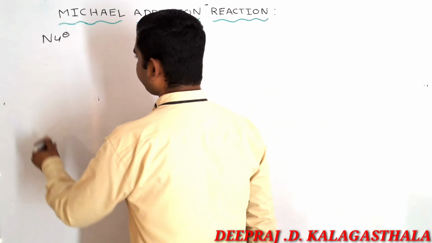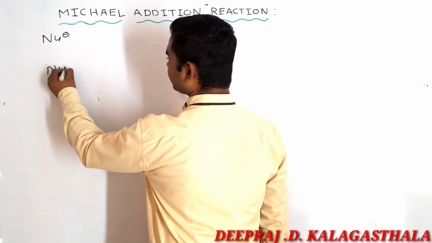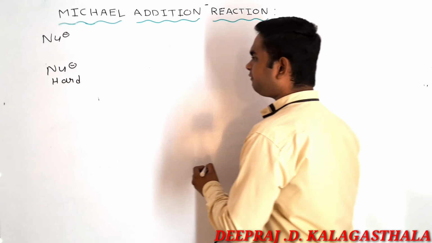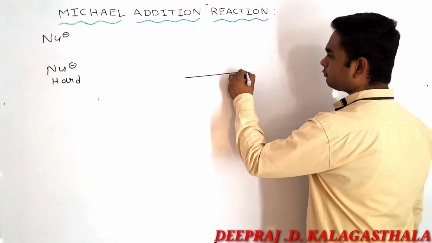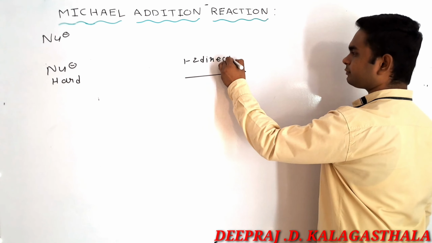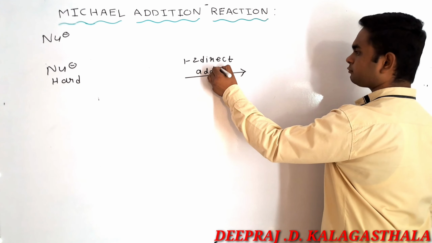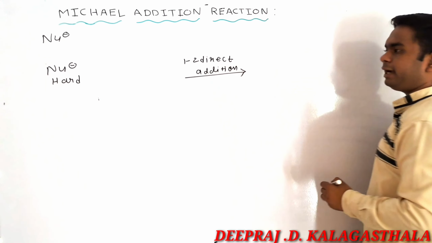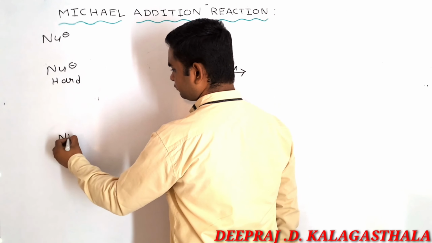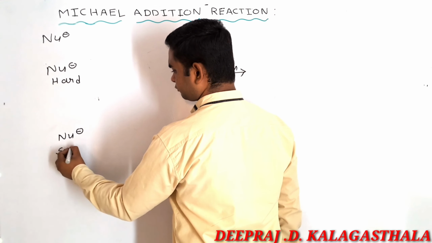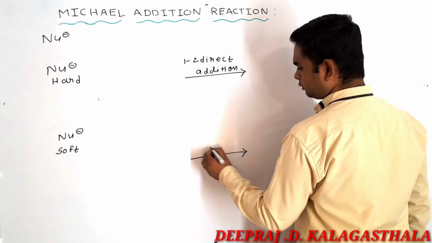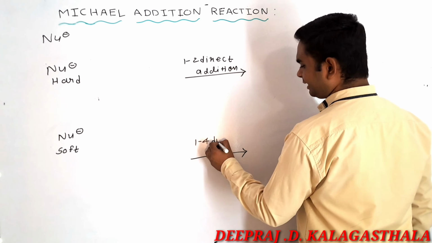If our nucleophile is hard in nature, then it will follow the 1,2 direct addition path. And if our nucleophile is soft in nature, then it will follow the 1,4 addition path.